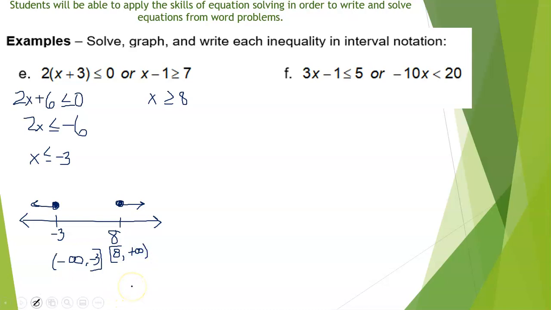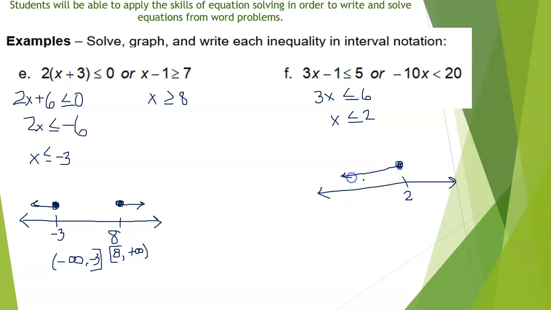Okay? And then our last example together, same deal. We're going to start by adding 1 to both sides. So we have 3x is less than or equal to 6. So that means we divide by 3, so we find out that x is less than or equal to 2. So on my number line, I would have 2, and it would have a closed dot, and for less than, it would go this way.